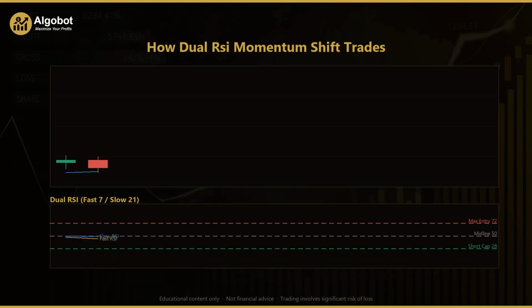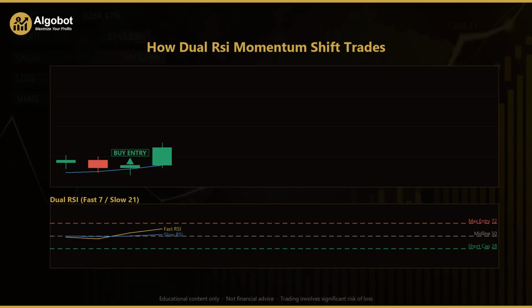Let's bring the whole thing to life on this illustration. On the main panel, you can see the candles and the blue trend EMA weaving beneath and then above them. In the subpanel below sit our two RSI lines, the gold fast line and the blue slow line, with 3 dashed levels. The max entry level at 72, the midline at 50, and the mirrored short cap at 28. Watch how the two together tell the story.